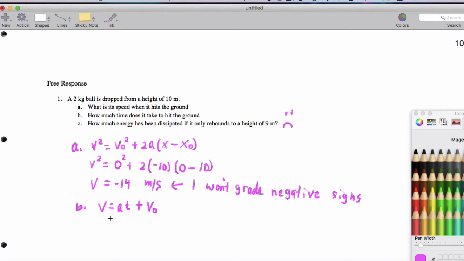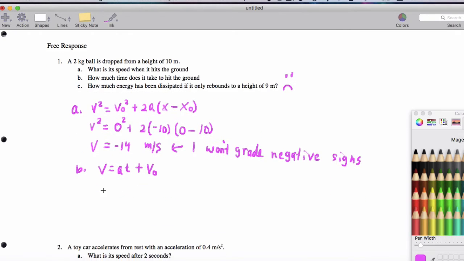So v equals at plus v naught means we get negative 14 equals negative 10t plus 0. This writing tablet's being very weird. Negative 10 times t plus 0. And so when we work out our time, it ends up being 1.4 seconds.